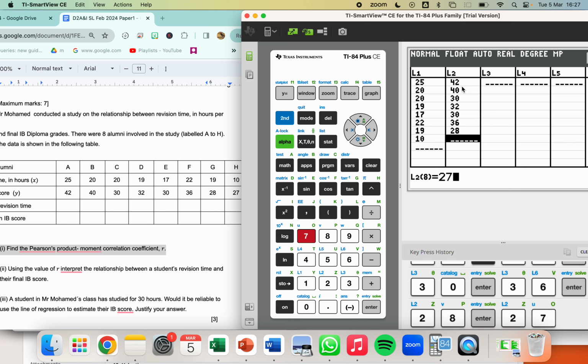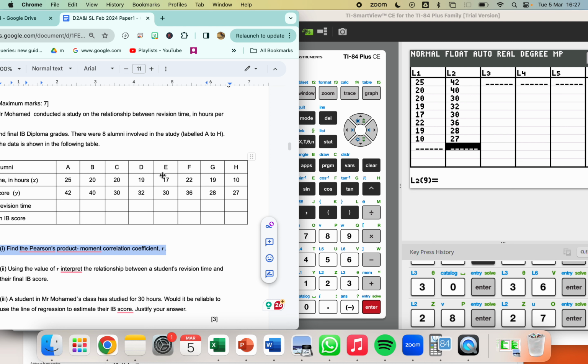I would always recommend you check. First of all, I check if they're all 2 digits. They are. Check to see if we've got 8 entries. We do. Then I might check the numbers quickly. Looks correct. Let's check the second list.